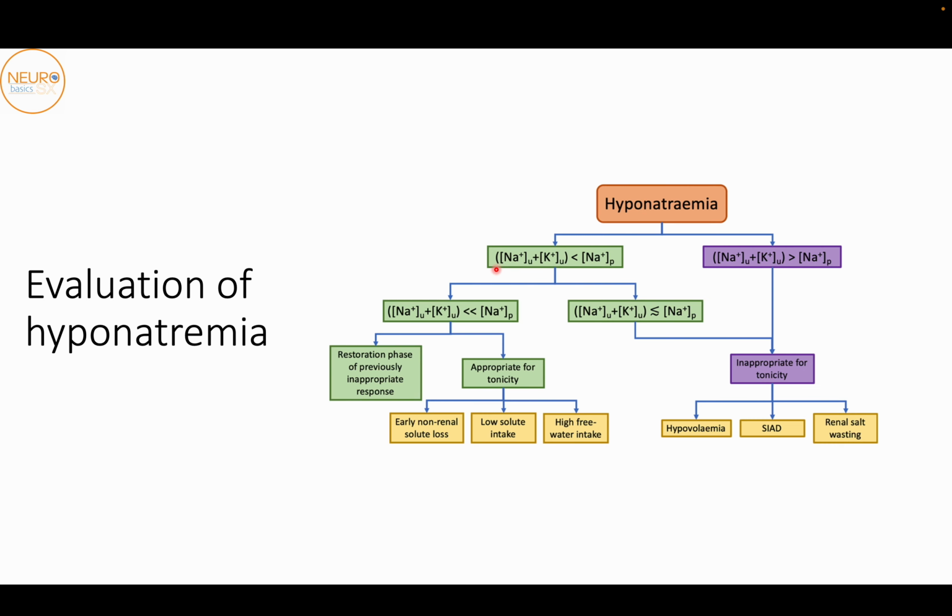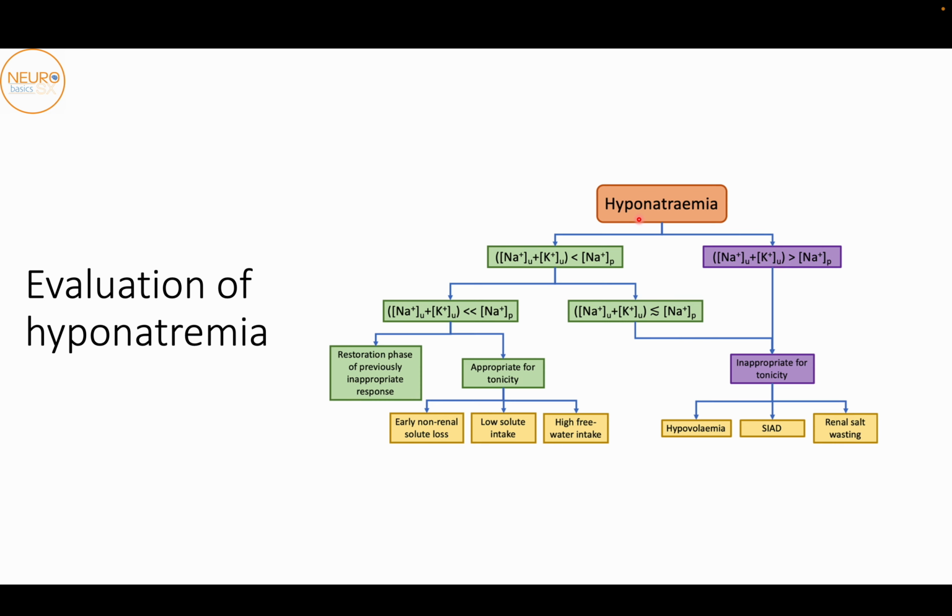So if your urinary sodium and potassium turns out to be lesser than that in the plasma, there could be two reasons for that. If it is much lesser than that in the plasma, that is actually appropriate for tonicity. Because remember, you have hyponatremia and you want to be putting out incredibly dilute urine. So that means that you would be having very low levels of urine sodium and potassium. That means your kidney is working to improve the status of hyponatremia. So in that case, there would be three causes for hyponatremia. Either you have lost the solute somewhere else apart from the kidney, or you're not taking in enough solute, as in malnutrition, or you have taken in a lot of water, as in primary polydipsia.